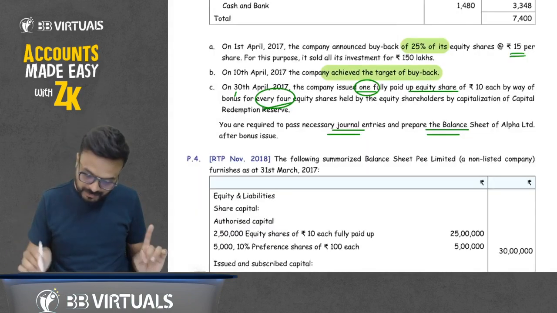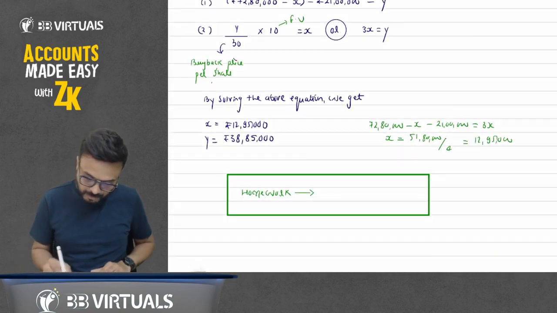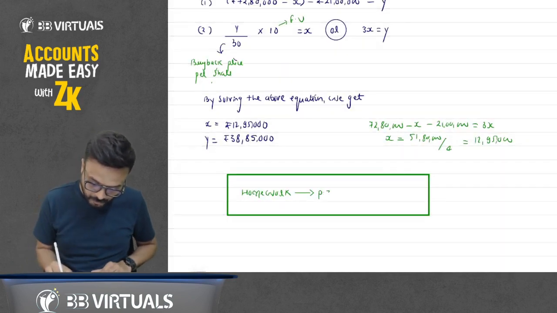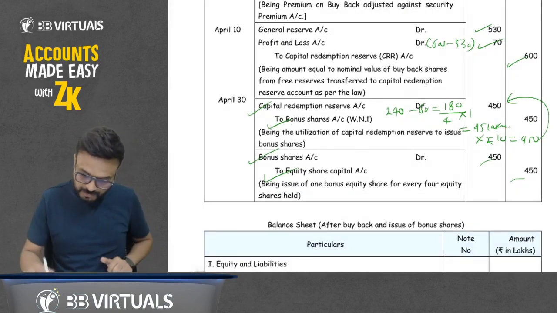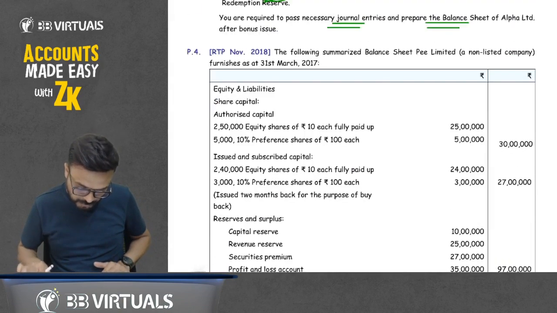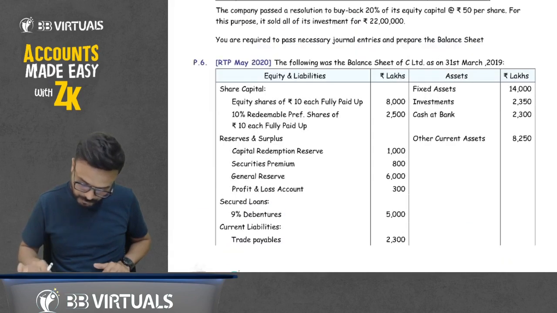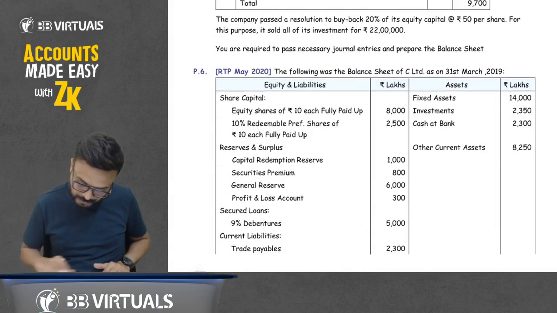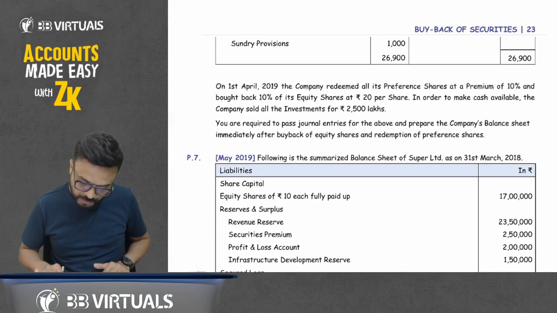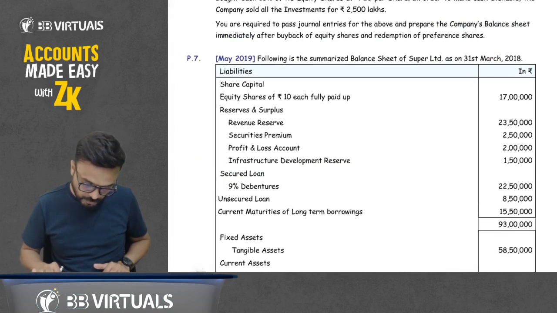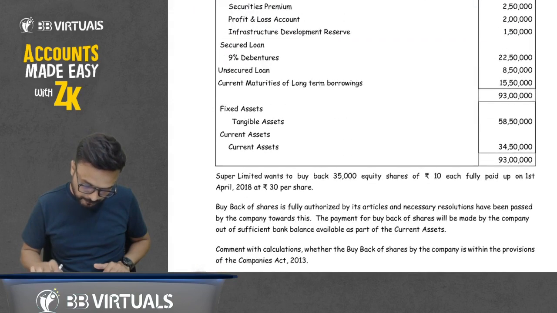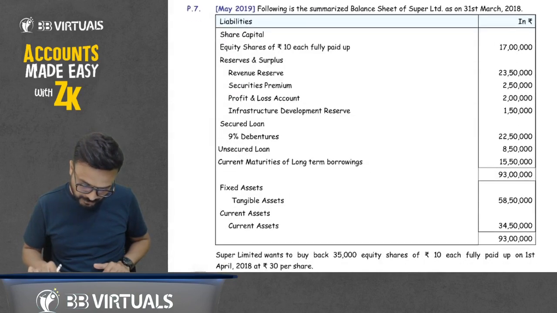So question number 3 is homework. Practice question number 3 is homework. One more question, 2 questions. 4th question, no. 5th question, no. 6th question is similar to redemption of preference shares, don't do this. 7th question, yes, you can do 7th now.